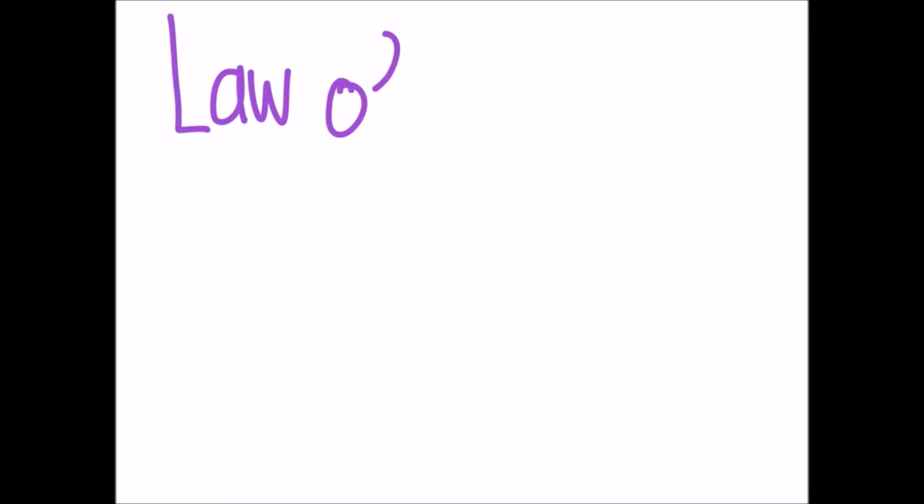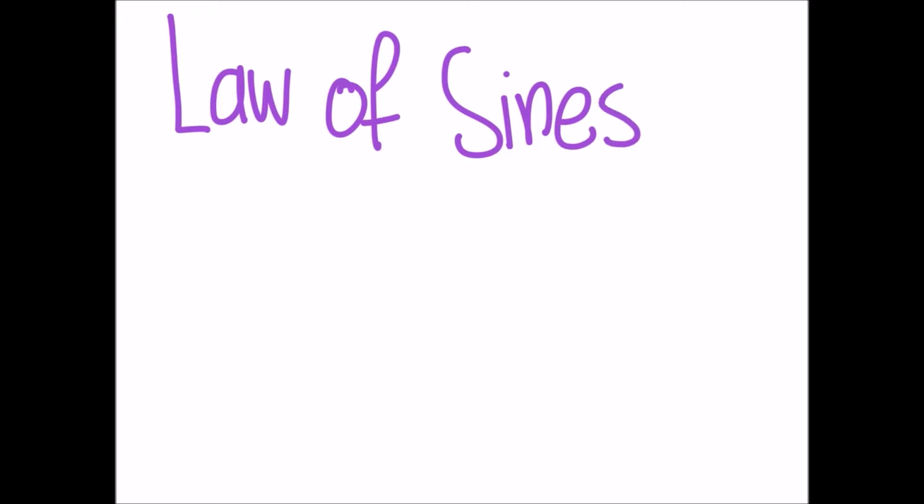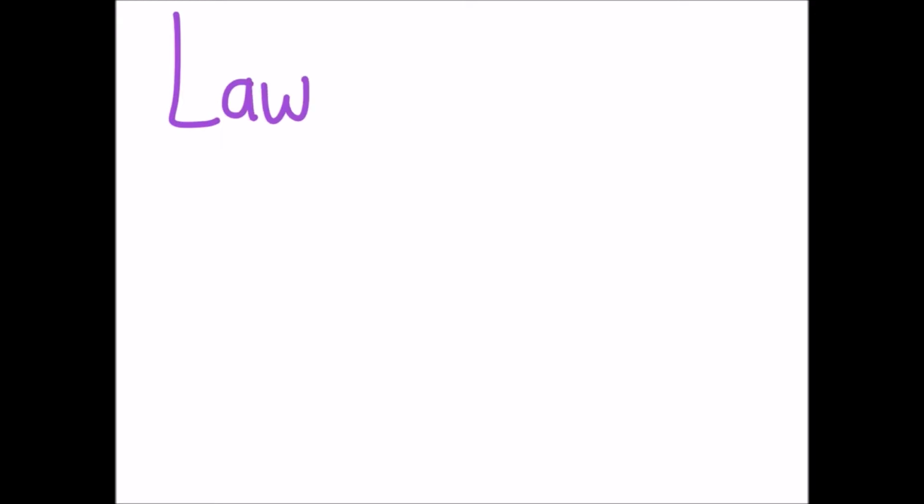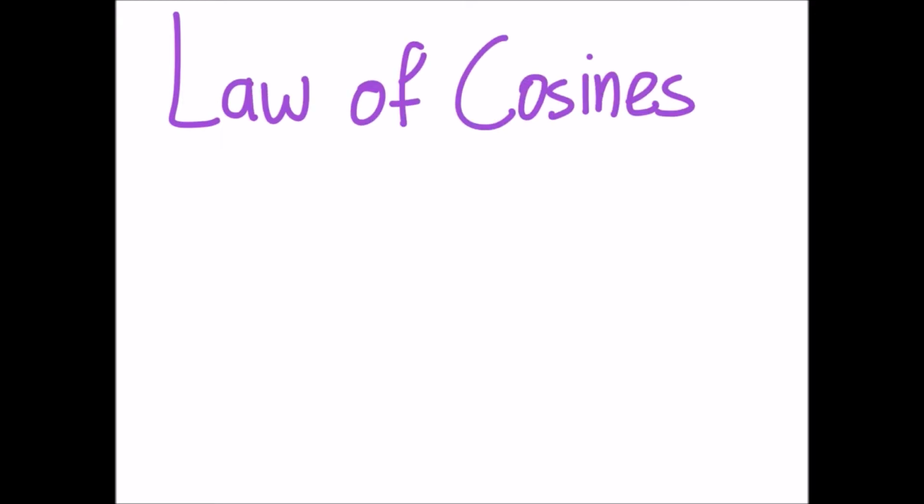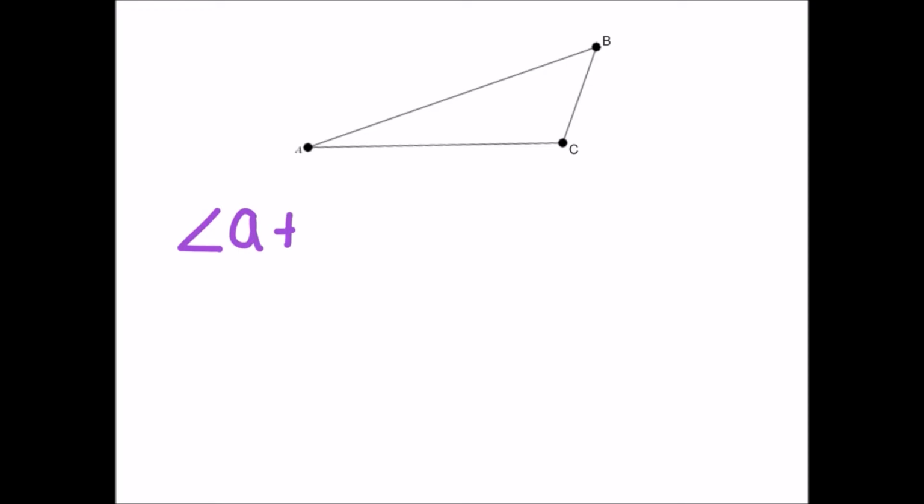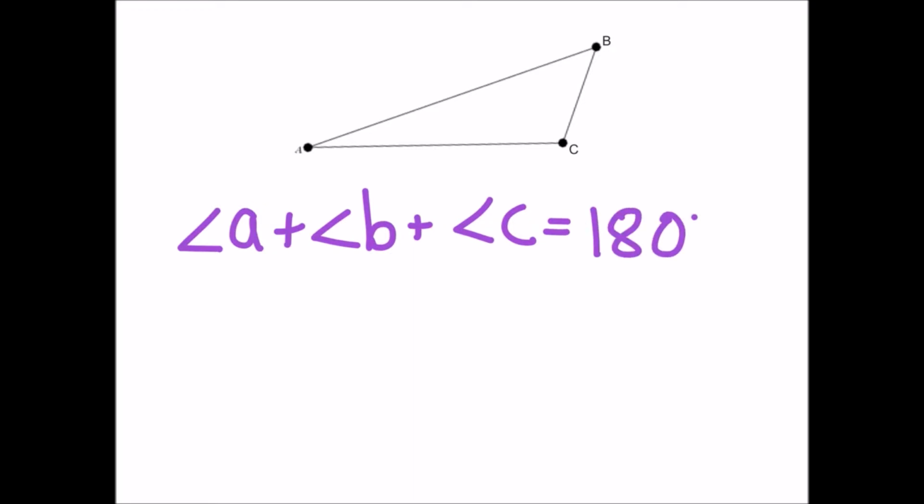Before we start solving the triangle, let's go over what the law of sines is. The law of sines states that a over sine A is equal to b over sine B, which is equal to c over sine C. The law of cosines states that c squared is equal to a squared plus b squared minus 2ab times the cosine of C. It is also important to remember that angle A plus angle B plus angle C, or all three angles of the triangle, have to be equal to 180 degrees.